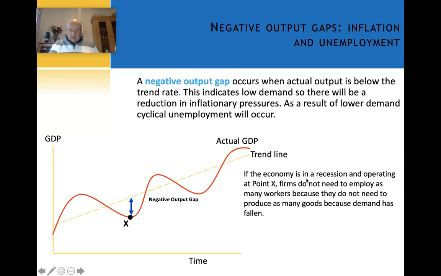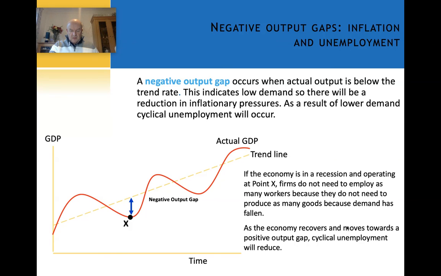So in this situation, the economy would be in a recession, operating at point X. Firms don't need to employ as many workers because they wouldn't need to produce as much as they had done previously, because of the demand falling. So that's a negative output gap. When the economy starts to recover and gets towards a positive output gap, as an example here, there is sufficient demand, and the demand is outstripping supply. So effectively, in that scenario, we'd have a positive output gap and cyclical unemployment would reduce.